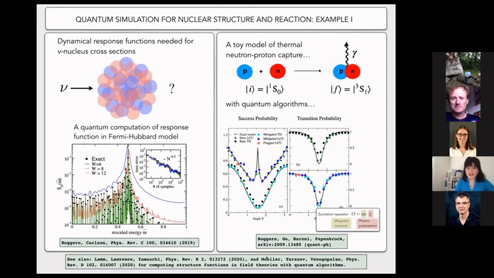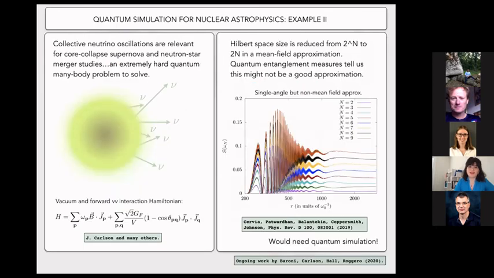There have also been some interesting quantum algorithms proposed for looking into parton distribution functions or structure functions from the perspective of quantum field theory. And I encourage you to check out these papers if you're interested in this topic.